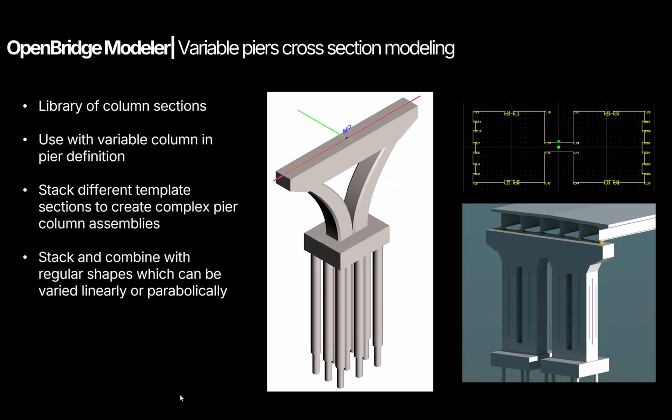Variable piers, for example, can be modeled as well, just by defining the cross-section of that pier. We can apply variables to it. We can even stack different types of sections to build piers like that. Or we can even do a hybrid pier, combining regular shapes with others that may vary linearly or parabolically, for example.